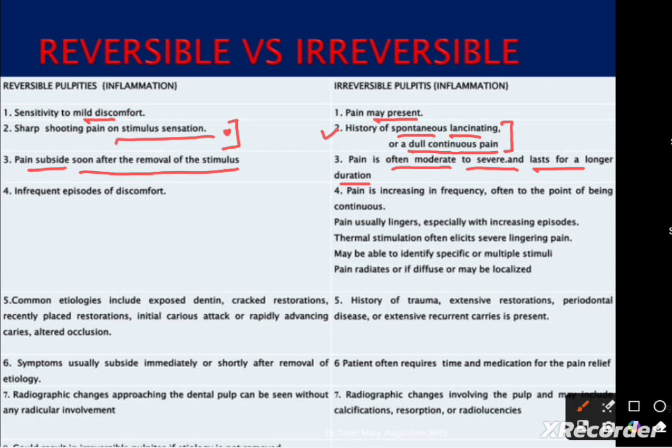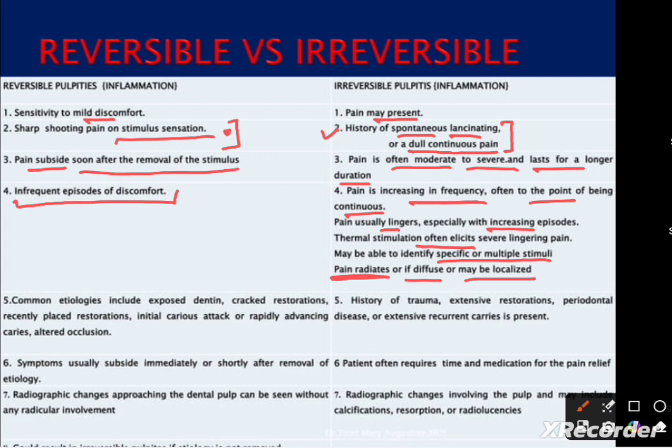In reversible pulpitis, there are infrequent episodes of discomfort, whereas in case of irreversible pulpitis, there is an increased frequency in pain. The pain is often to the point of being continuous. So there is continuous pain. The pain usually lingers, especially with increasing episodes. Thermal stimulation often elicits severe lingering pain. It may be able to identify specific or multiple stimuli. The pain radiates or is diffuse or may be localized.